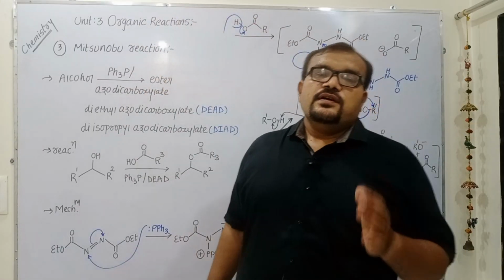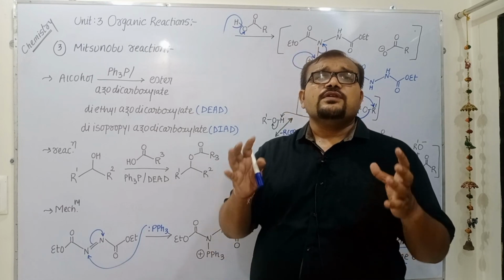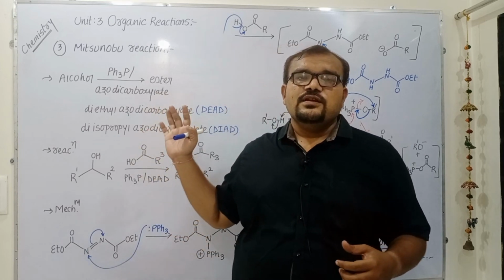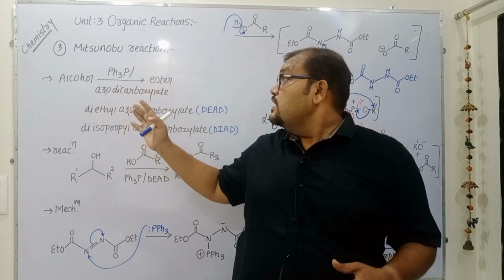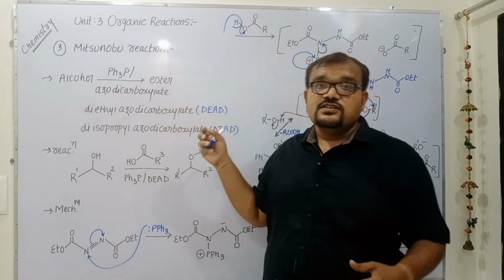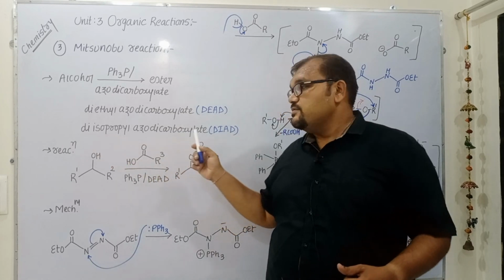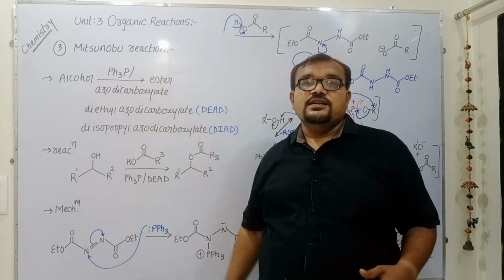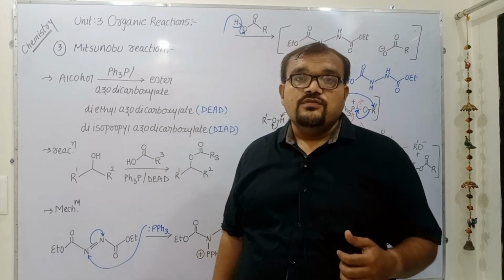So friends, the third important reaction is the Mitsunobu reaction. Which type of conversion is actually carried out in the Mitsunobu reaction? As we can see on the board, an alcohol reacts with triphenylphosphine and an azodicarboxylate: diethyl azodicarboxylate, which is known as DEAD, or diisopropyl azodicarboxylate, which is known as DIAD. This alcohol can be easily converted into an ester, and this is the basic conversion of the Mitsunobu reaction.